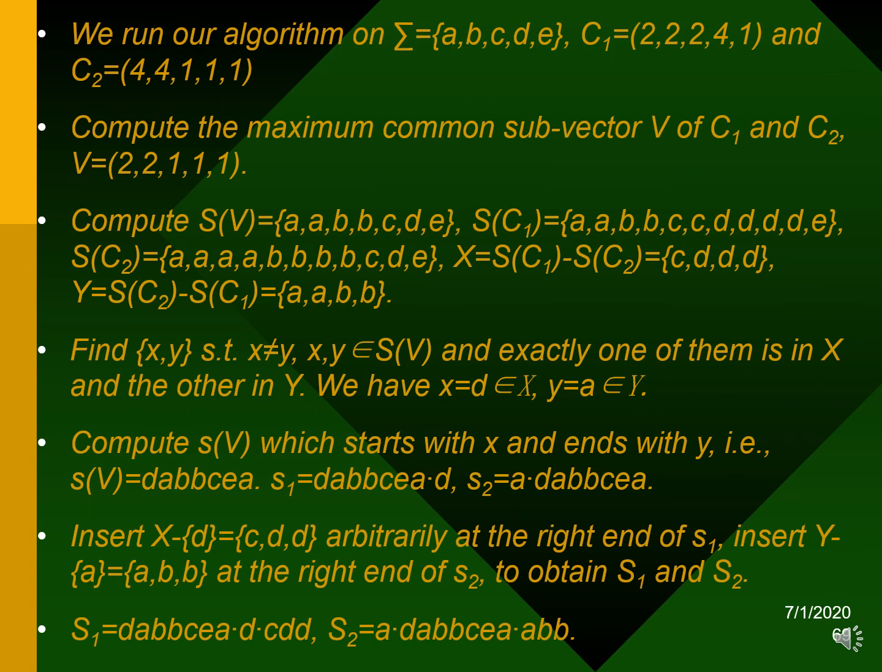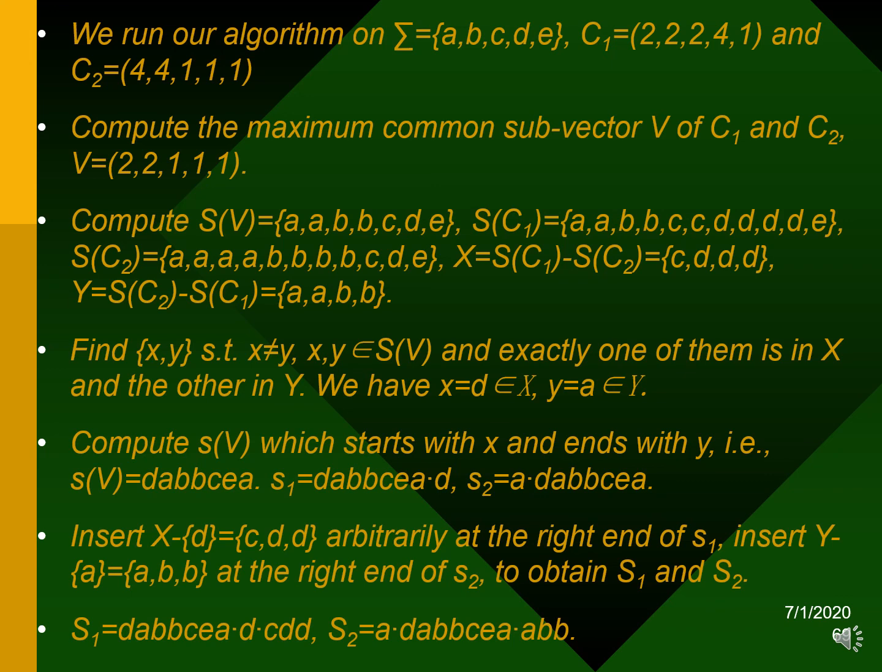So over here, we have, finally, the algorithm. To save time, I will just run over this example. Sigma is of size 5: A, B, C, D, E. C1 is 2, 2, 2, 4, 1, and C2 is 4, 4, 1, 1, 1. So we first compute the maximum common subvector V of C1 and C2. So V in this case is 2, 2, 1, 1, 1.